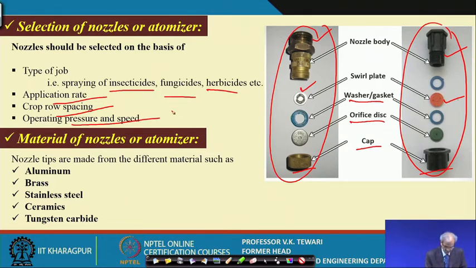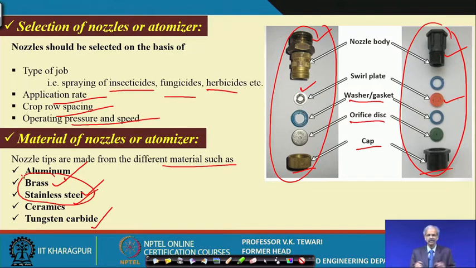Nozzle materials: these different materials start from aluminum, brass, stainless steel, ceramic, tungsten carbide. You will find brass and stainless steel are very commonly used, as you could see here. So, you will find that these materials are used for the atomizers.